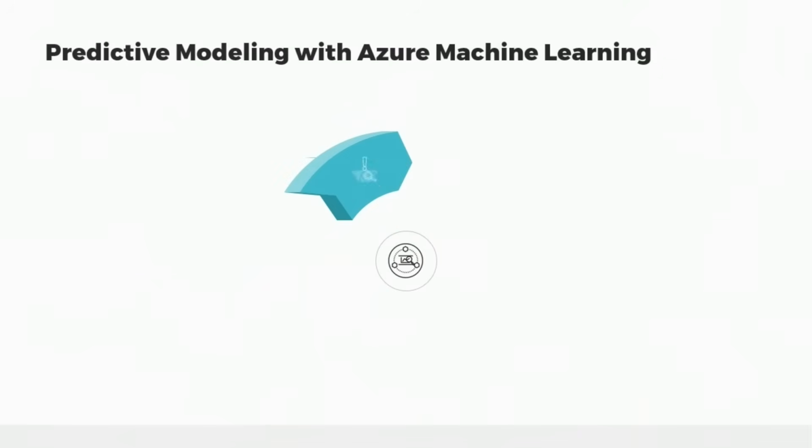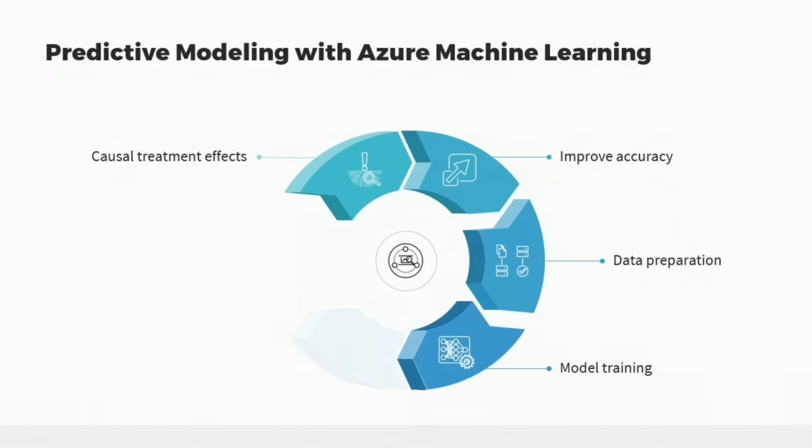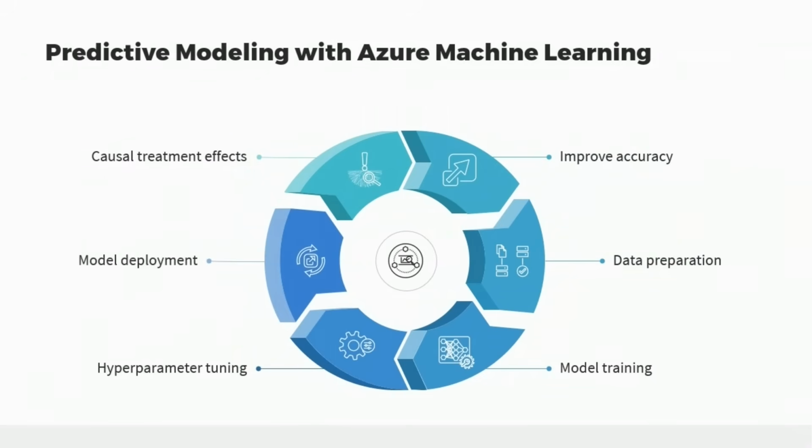Azure Machine Learning supports data-driven decision-making by providing insights using historical data. We can build predictive models using Azure Machine Learning to improve accuracy in decision-making. This involves data preparation, model training, tuning the hyperparameters, and model deployment.